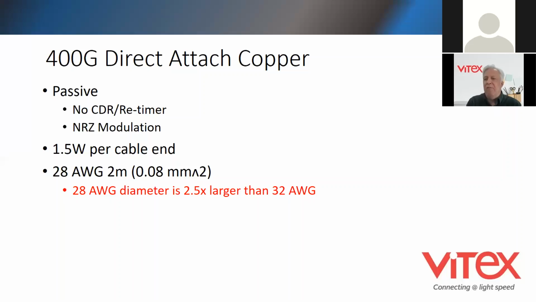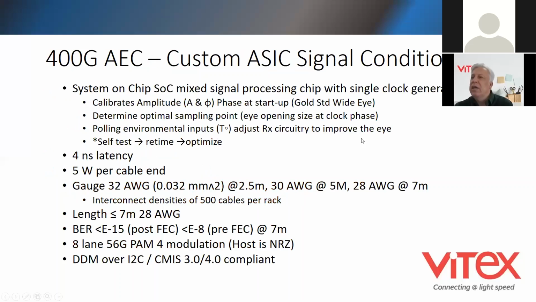And just for reference, because we're going to talk about a 32 AWG gauge later, the 28 is 2.5 times larger in diameter than a 32. So just a point of reference for those of you who are not fluent with AWG.